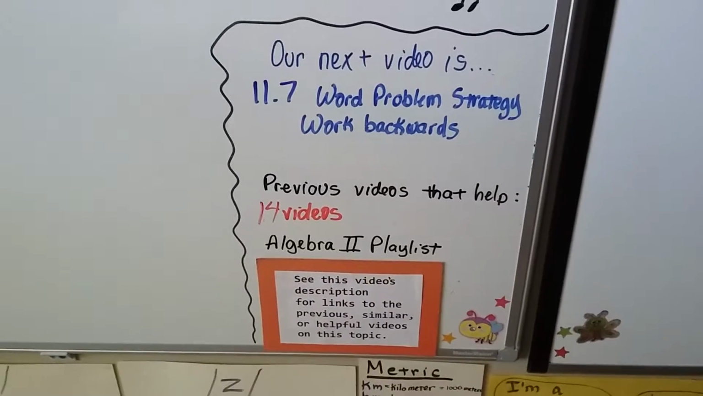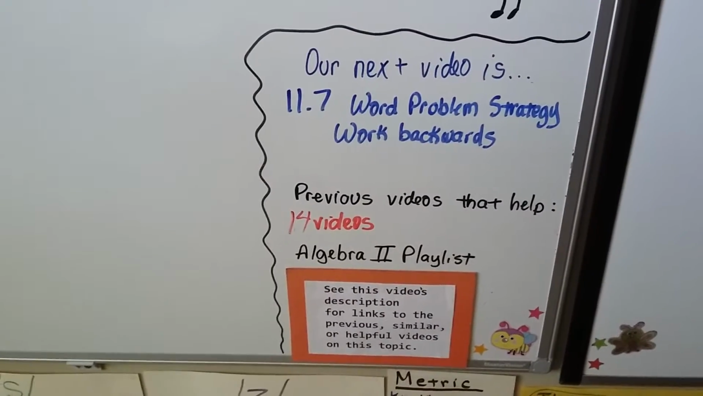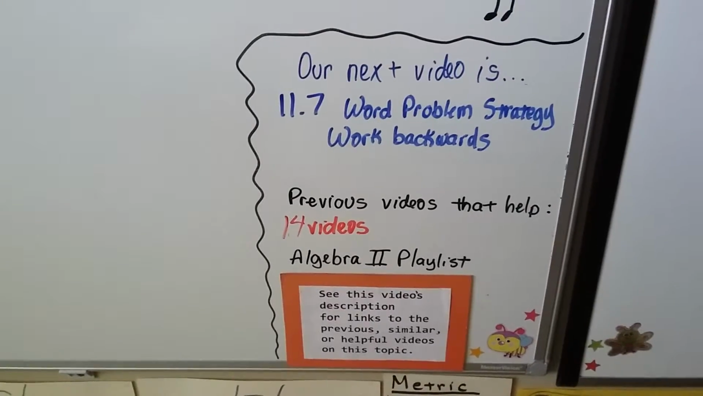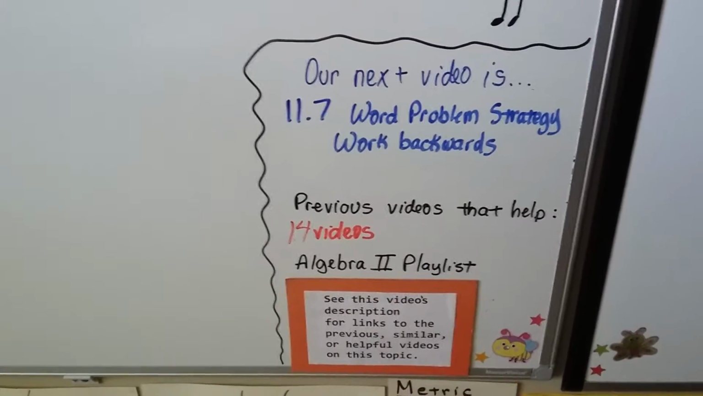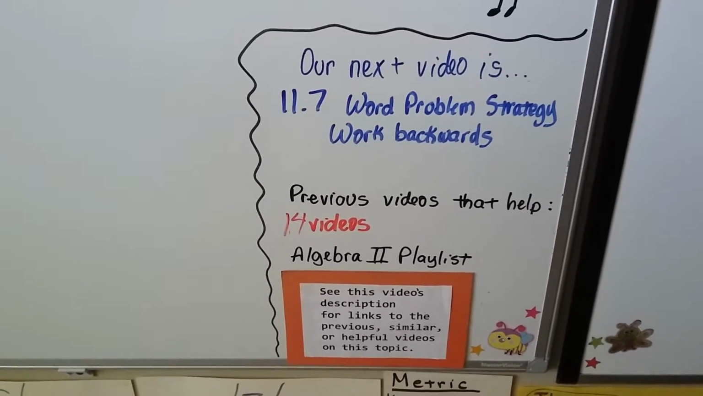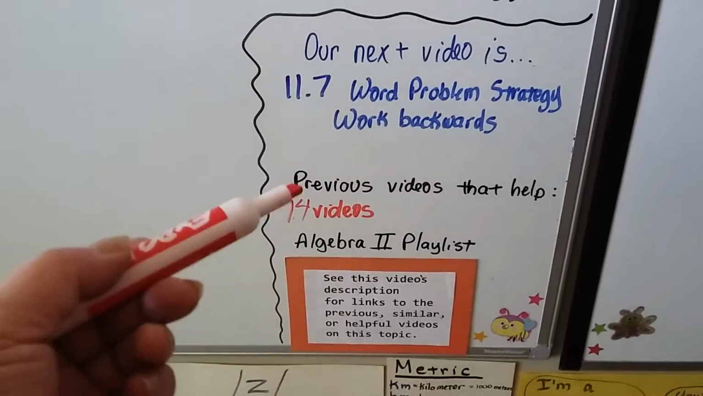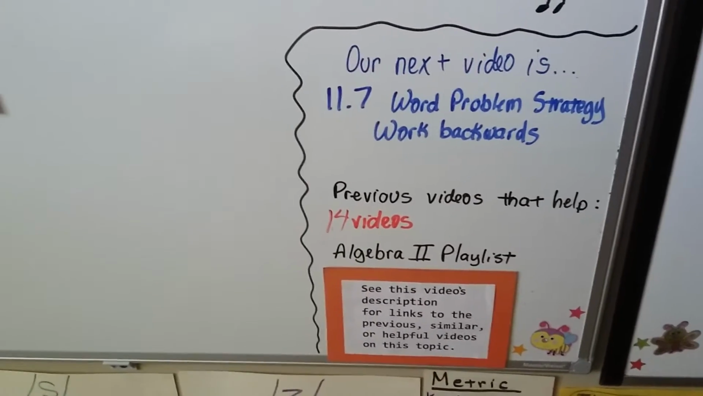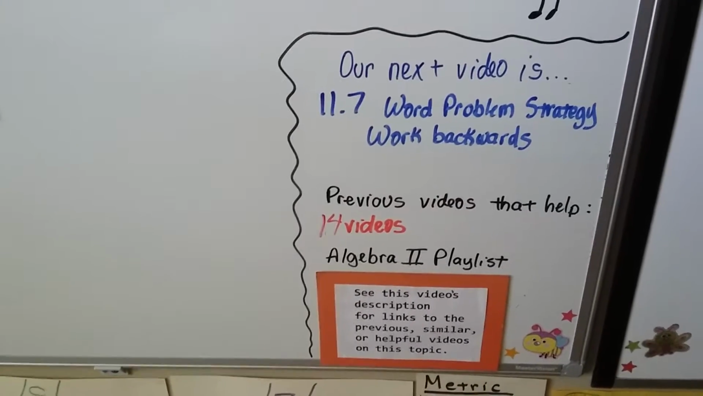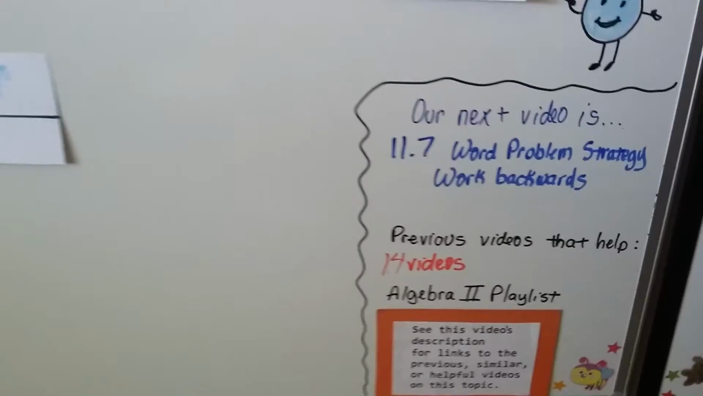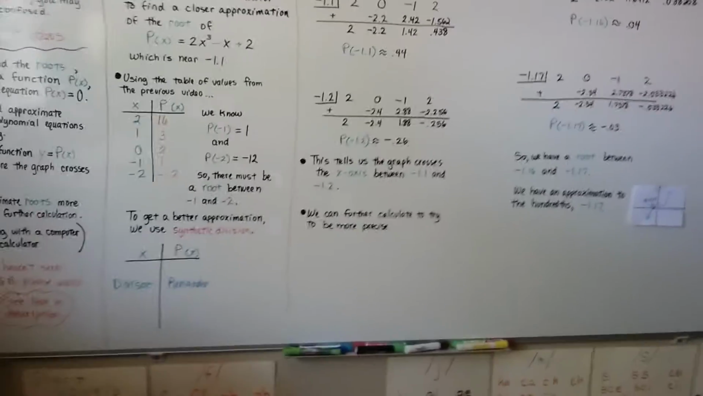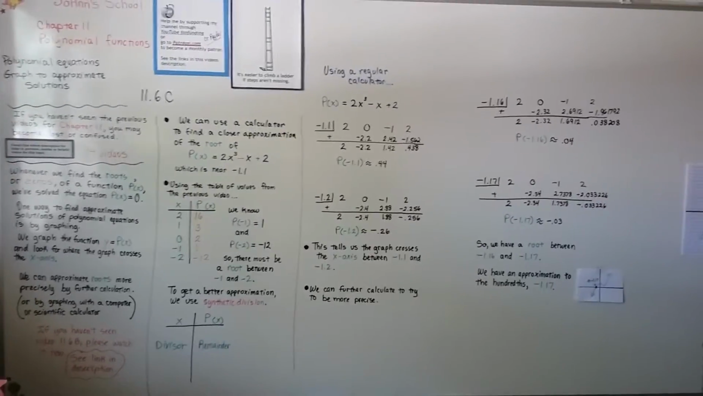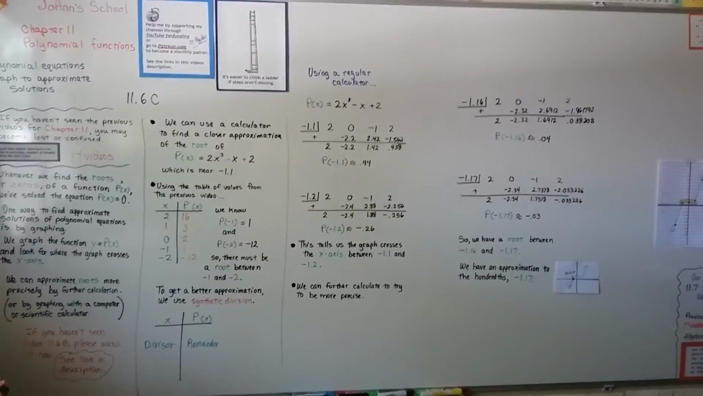And our next video is Algebra 2. That's the videos that I'm making for Chapter 11, Lesson 7, 11.7, and it's going to be a word problem strategy of working backwards, but it's good for anybody. It doesn't have to just be Algebra 2. Of the previous videos that help us, there are 14 of them. You really need to watch the last 5 or 6 or so if you're confused, all right? Or watch the entire chapter, all the 11s. I'm going to add this to the Algebra 2 playlist, and as soon as we do that word problem strategy video of 11.7, we're going to be into Chapter 12, and we're going to start talking about logs and logarithms, okay?